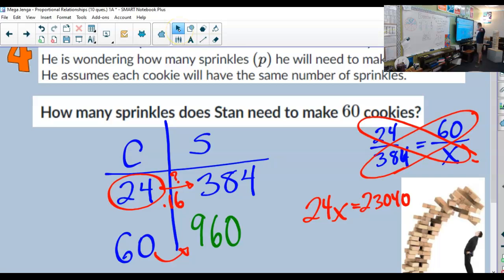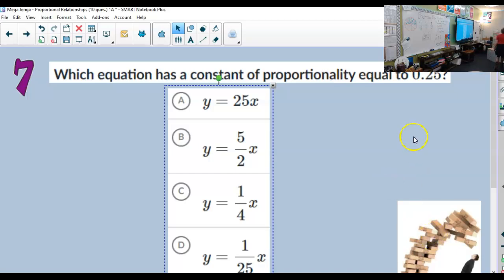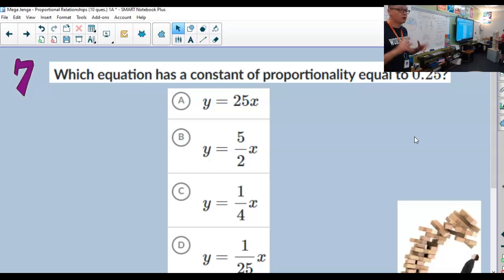Number 4 is gone. Reese, send somebody to the tower. And Tommy, pick our next question. 7. Lucky number 7. Which equation has a constant of proportionality of 25 hundredths? Or 0.25 if we want to say it wrong.